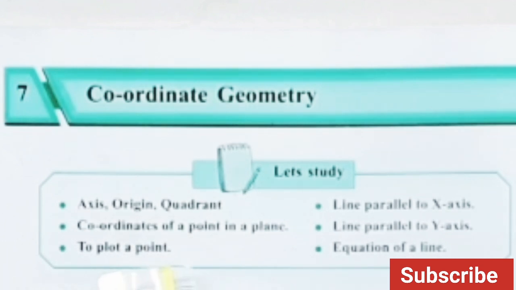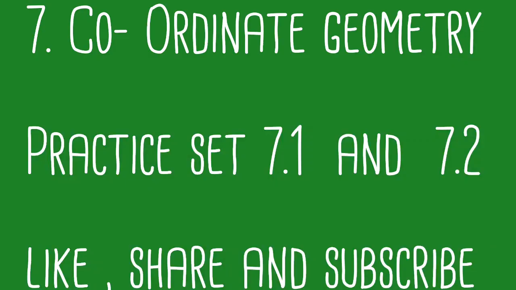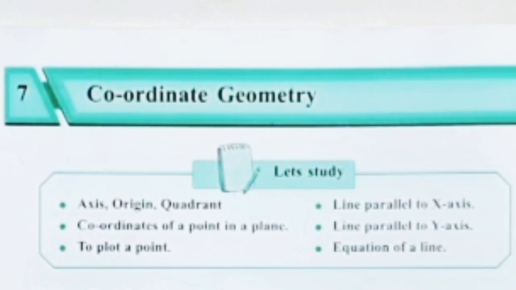Dear students, let us study what is axis, origin and quadrant. What is the coordinate of a point in a plane? How to plot a point in an xy plane? What is the equation of a line parallel to the x-axis? Equation of a line parallel to the y-axis? And how to draw the equation of a line in xy coordinates. Let us solve examples of practice set 7.1 and 7.2 in the chapter Coordinate Geometry.